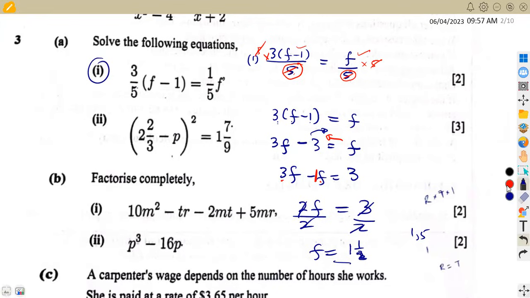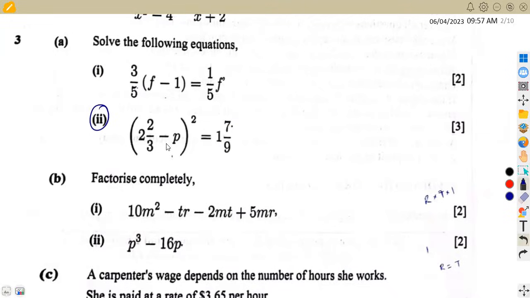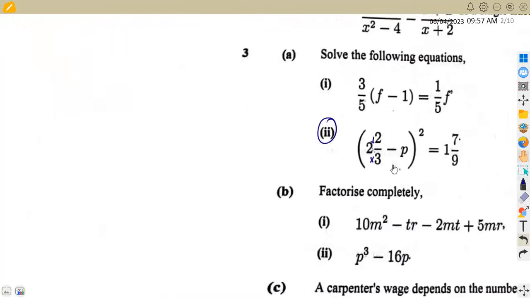Then if you check the other part of the question, we are given another equation to solve for p. In this case, we are given 2 and 2/3 minus p, squared, is equal to 1 and 1 over 9. So take note here, if you convert this to an improper fraction, that will be 2 times 3, which is 6, plus 2, which is 8 over 3. So we're going to have 8 over 3 minus p.